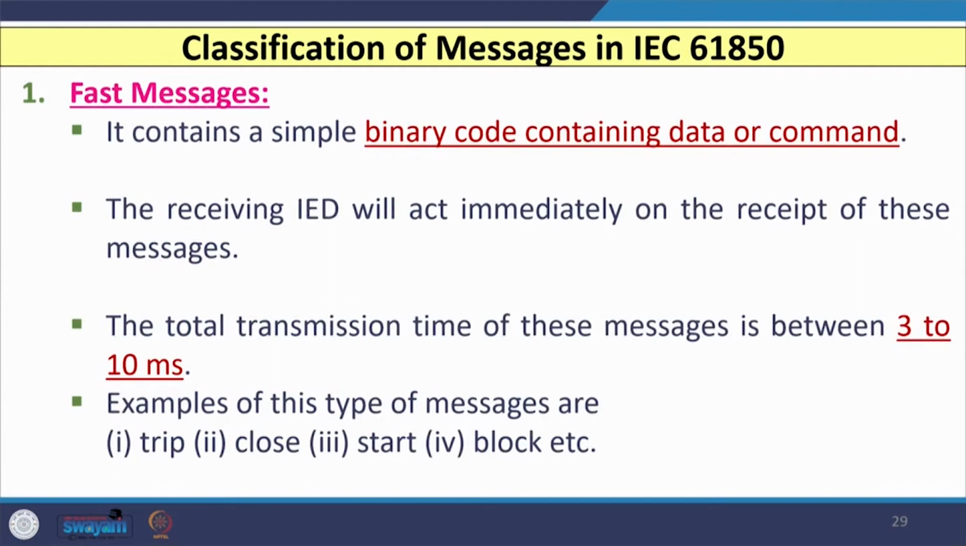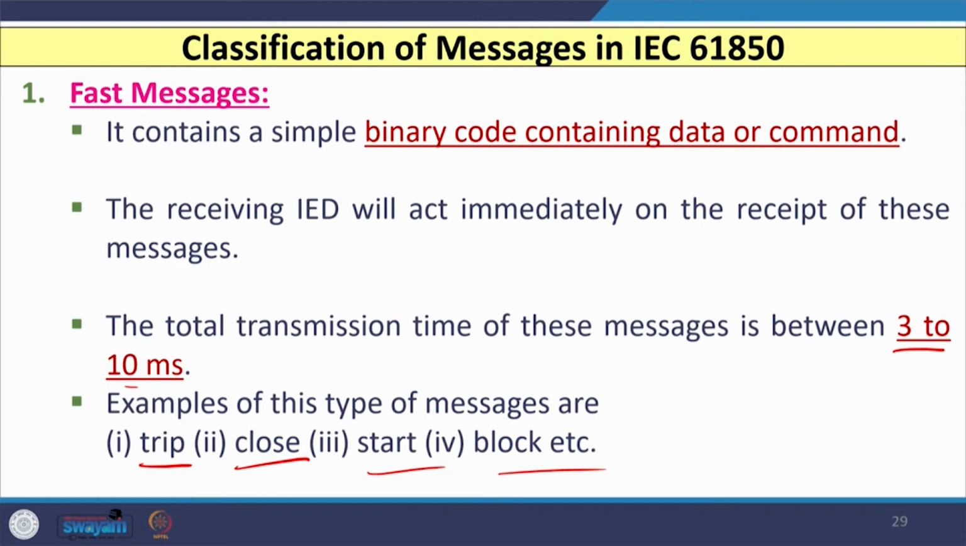So, if I consider the fast messages, this type of message contains a simple binary code containing the data or some command. The receiving IED will act immediately on the receipt of such fast messages, and the total transmission time involved in these messages is between 3 to 10 millisecond. The best example of fast type of messages is the trip signal we are sending, close command, start command, or block command that is sent in case of inrush current in a transformer.